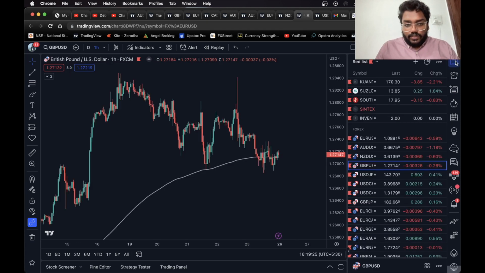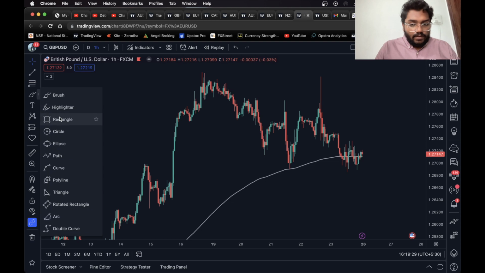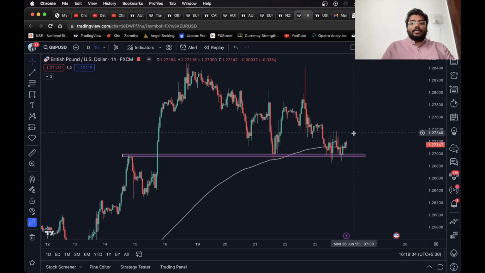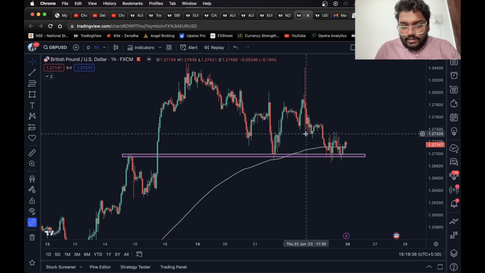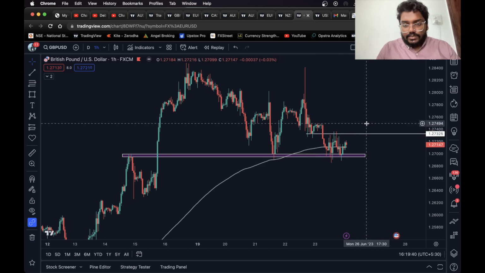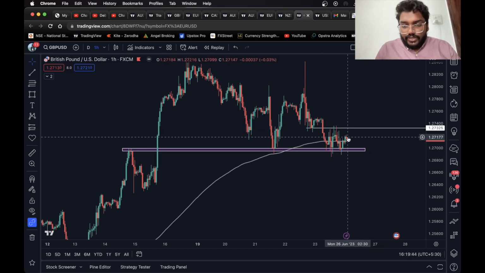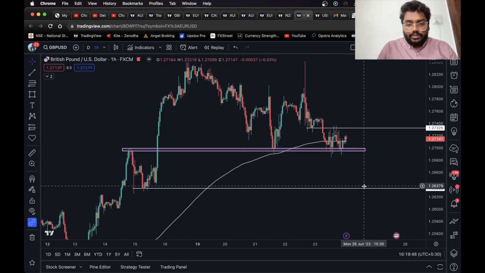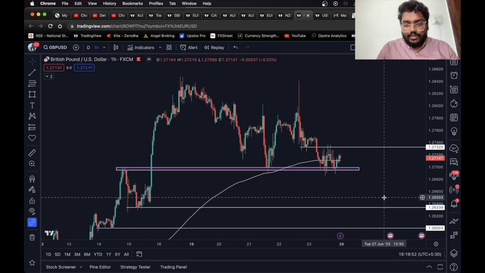Moving on to the next one, we have GBP and USD. Okay, I can see a level over here, right, and it is also on the 200 EMA, but as you can see, it has been consistently moving in this range, in this box. So you can wait for it to break down this level. Once it breaks down this level, you can take a short entry. You can consider this as your first target and this as your final target.